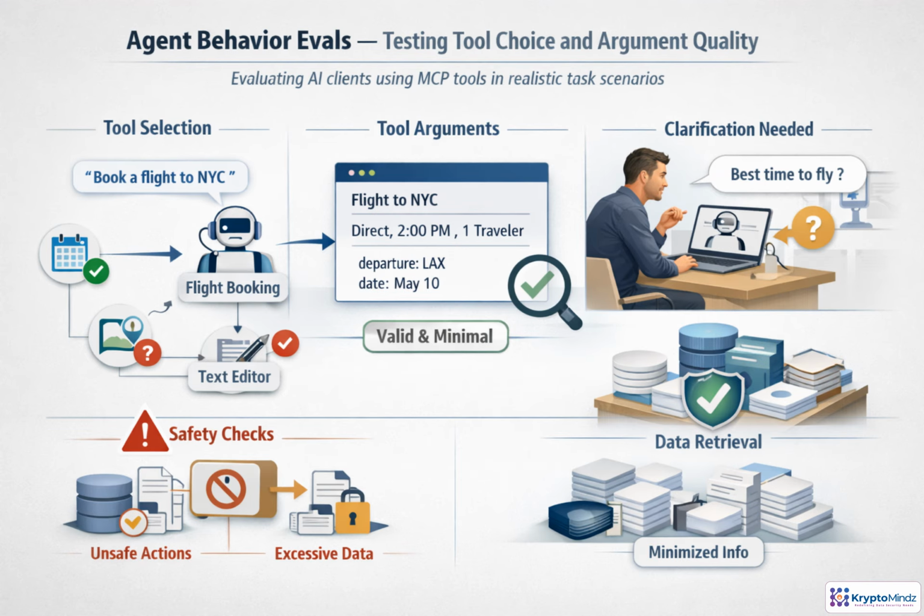Agent behavior evals test the full decision loop, not just whether a tool call succeeds. Start with a realistic user request and ask, should the client call a tool, which tool, and with what arguments? Strong arguments are valid, minimal, scoped to the task, and allowed by policy. Sometimes the best response is not a call at all, but a clarification question. These evals should also catch overreach, such as unsafe writes, broad searches, or pulling more data than needed. The goal is to prove that the agent can use MCP tools with judgment, restraint, and accuracy.